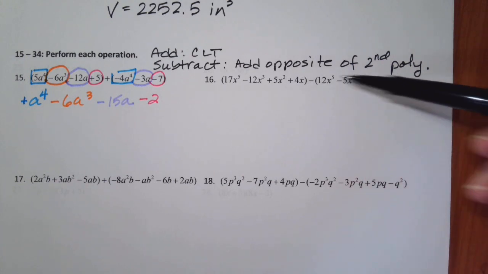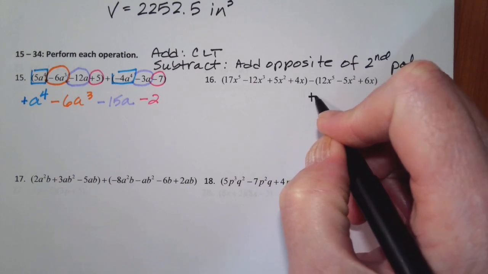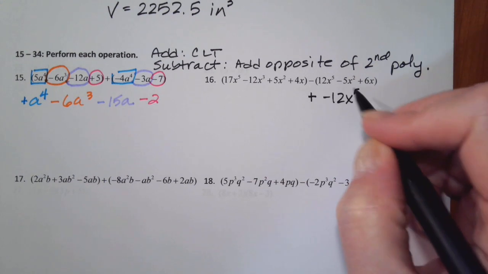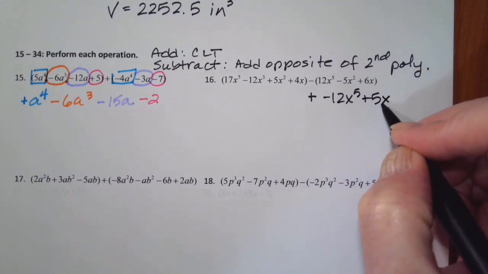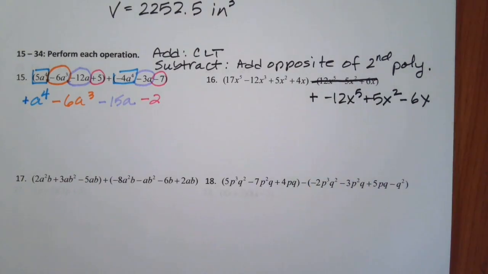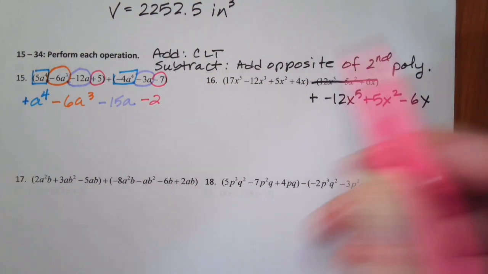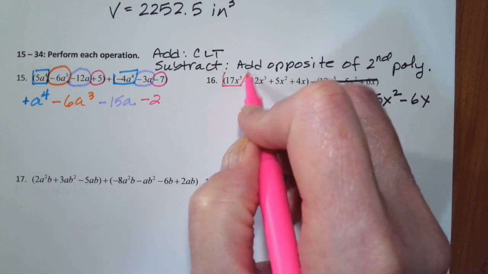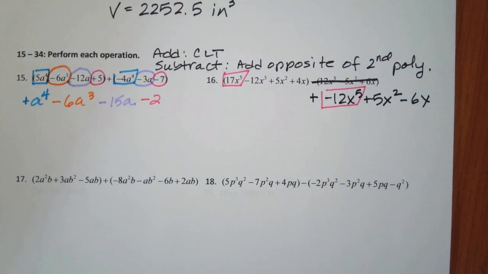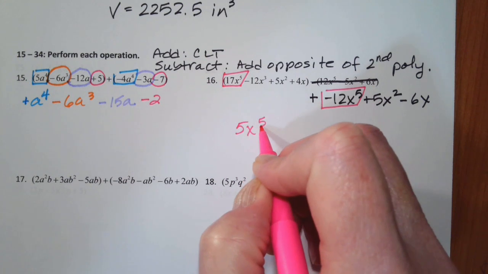Okay, so if I want to add this polynomial and subtract this one, then I'm going to change this to adding the opposite of each term. So that's negative 12x to the fifth, negative becomes a positive 5x to the second, positive becomes a negative 6x. Now I'm done with this. So now I'm going to do exactly what I did on the previous problem. So I'm going to start with 17x to the fifth, and I have a negative 12x to the fifth, so that gives me 5x to the fifth.